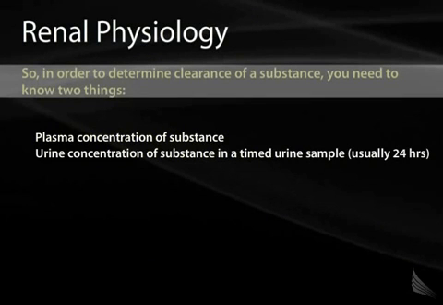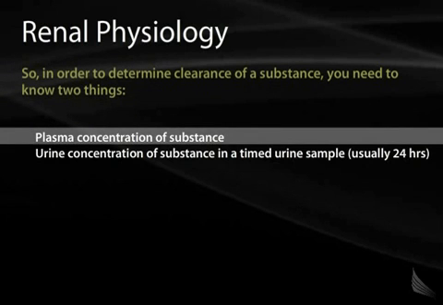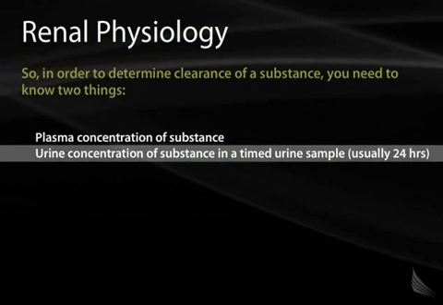In order to determine the clearance of a substance, you need to know two things: the plasma concentration of the substance and the urine concentration of a substance in a timed urine sample, because this gives you the urine volume and the urinary flow rate.